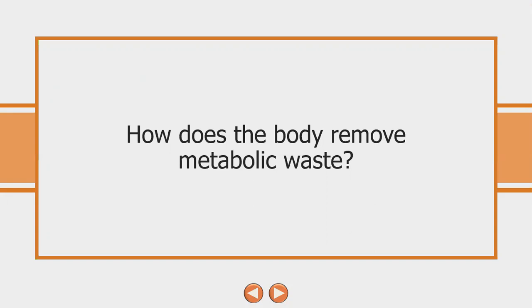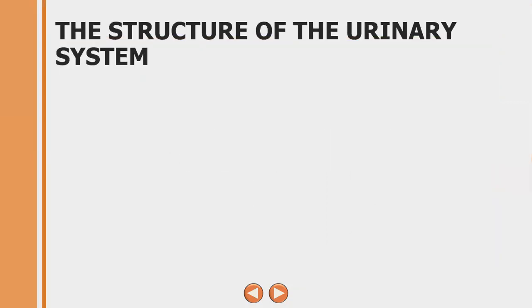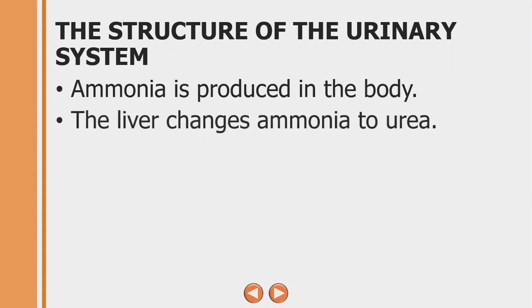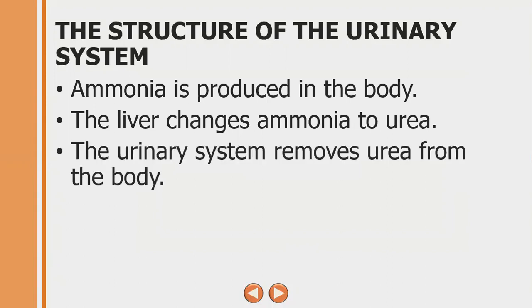The second part is, what does the body do to remove the metabolic waste? What's being eliminated, and how does the body do that? The structure of the urinary system is important. Ammonia is produced by the body, the toxic waste part. The liver changes ammonia to urea, which in the kidneys is going to become uric acid, which is taken out through the ureter tube. So the urinary system removes urea from the body through the kidneys.